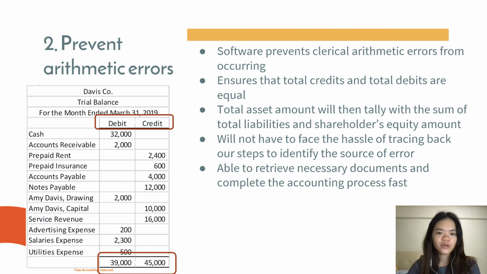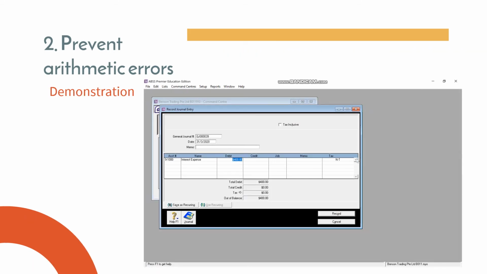And by using this software, it has prevented us from facing such issues and allowed us to retrieve the necessary documents needed and complete the accounting process faster. Now I'll demonstrate to you how the software actually prevents arithmetic errors from occurring, which would result in the total debit and total credits not being equal to each other.